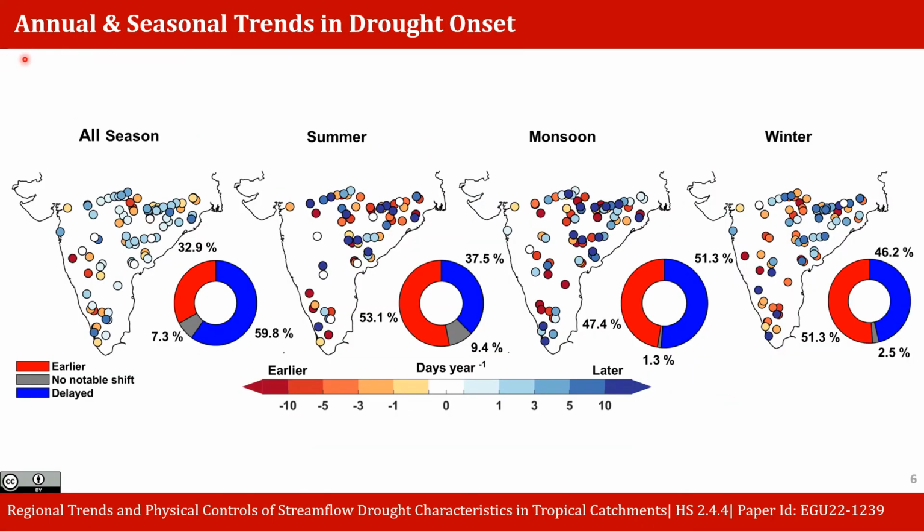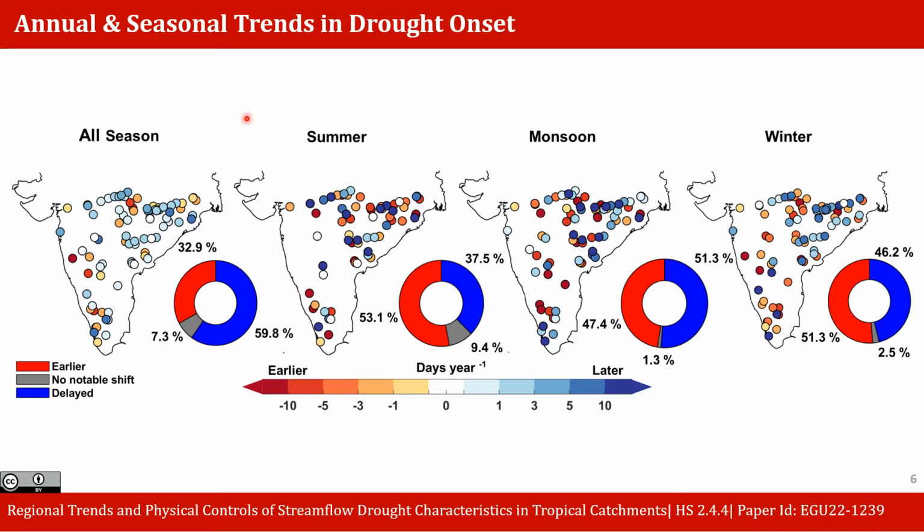Now, understanding annual and seasonal trends in drought onset. Here we consider the droughts that have occurred or been observed in the observation period, and we consider it as all season, and then we divide it into different seasons: summer, monsoon, and winter. The summer is from March, April, May, and monsoon includes June, July, August, and September, and the winter covers the remaining months: October, November, December, January, and February.